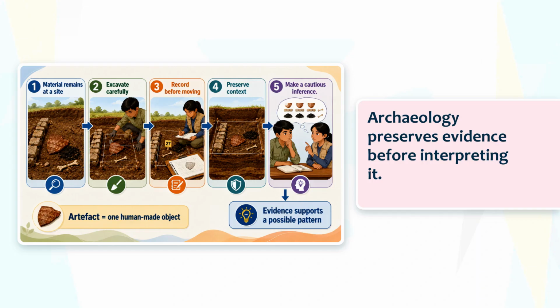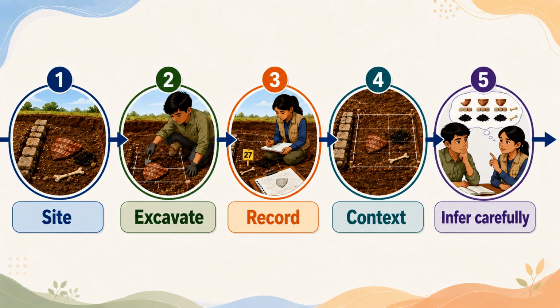The 5 gates turn the whole lesson into one method. Archaeology preserves evidence before interpreting it. The path protects information from sight to final inference. Each gate protects something the next step needs. Careful excavation reveals remains without unnecessary disturbance, while recording keeps a trace of what was seen before an object moves. Context links the find to its position and nearby evidence.